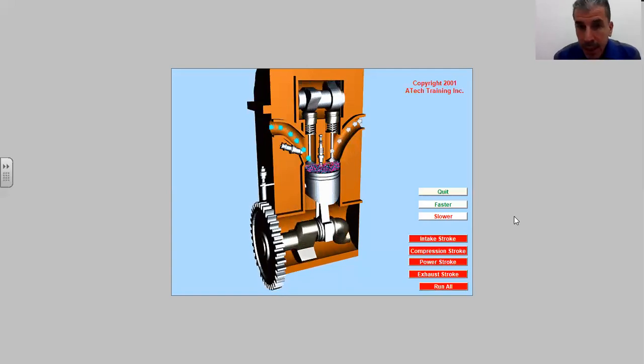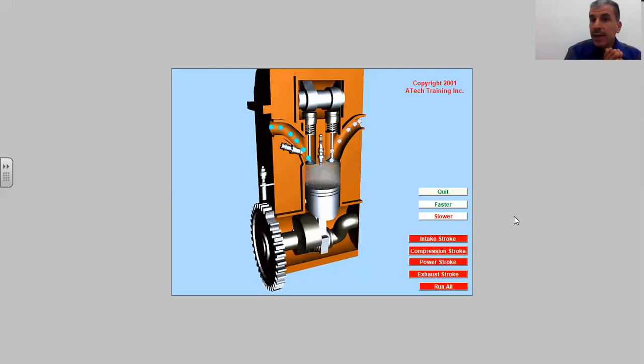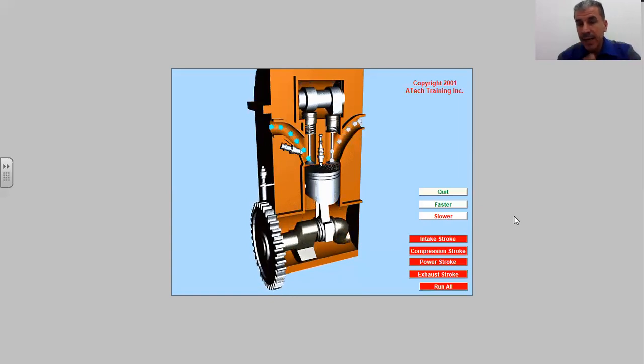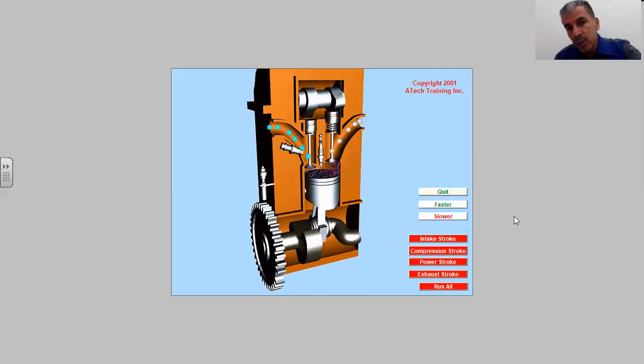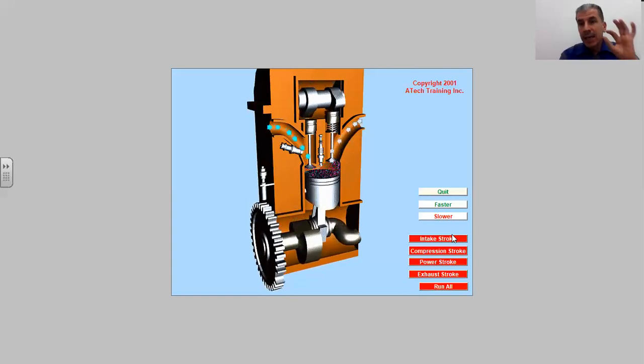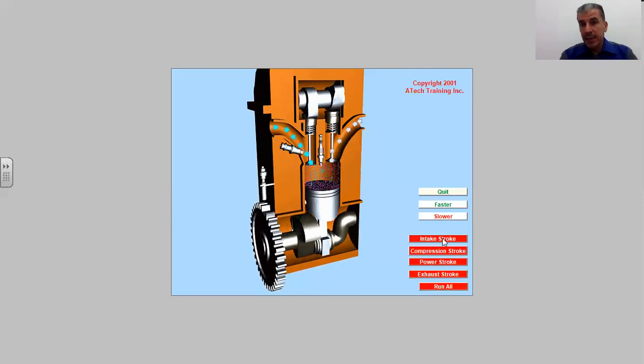Now it's compress, power, exhaust. Let's go back again to get the fuel and air mixture. The valve opens. Now compress the air fuel mixture, burn the air fuel mixture to make power. Now the smoke will go out.